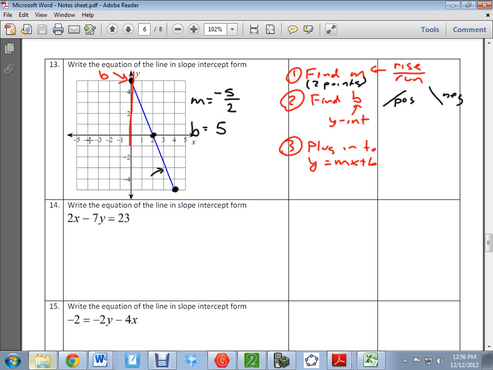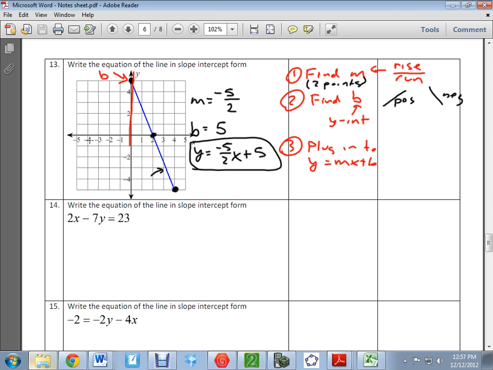If I were to graph this line, I'd start there at 5 and then go down 5 over 2. I don't care that it's crossing the x-axis at 2. That doesn't matter to me. It just happens to do that. What matters to me is that it's crossing the y-axis at 5. So what is the equation then? Negative 5 over 2x plus 5. Very good. This is the equation of your line and the final answer for what I'm looking for.